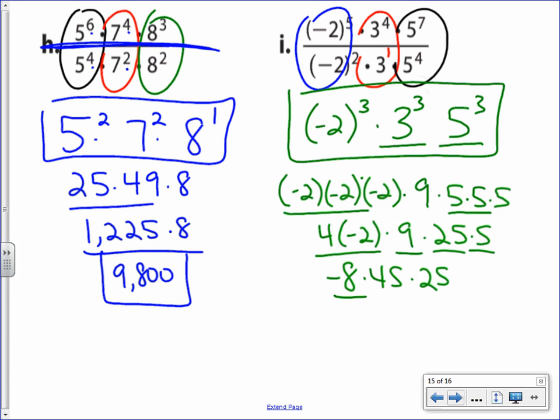Now I have a negative times a positive, which is a negative. Now I'll use my calculator. 8 times 45 is 360. I have a negative times a positive, so my answer is negative. And my answer should be negative 9,000, standard form.